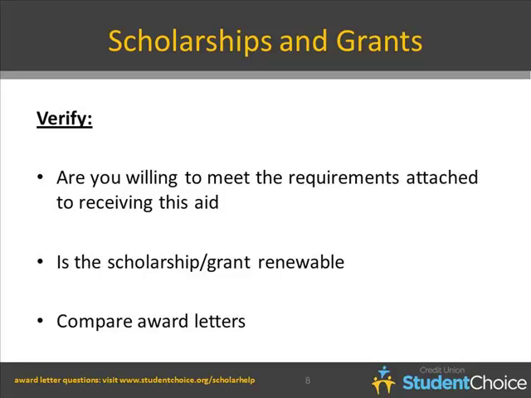So again, when looking at scholarships and grants, be sure that you're willing to meet the requirements attached to receiving that aid. Find out if it's renewable, and compare your award letters so that you know exactly that you are comparing apples to apples.